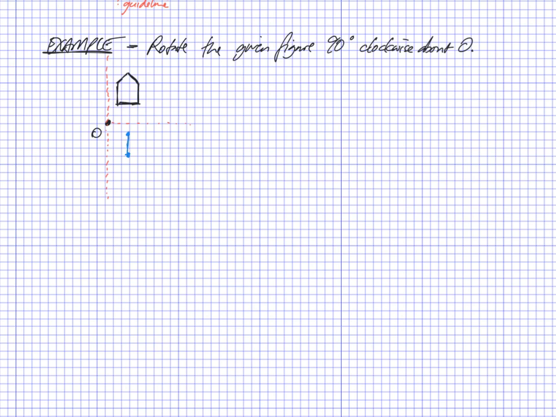So I have 2 points now. It's going to be easy because I have the 2 sides of the house, the roof, and that's done. Okay, so that is the image. That's the object, and it's been rotated 90 degrees clockwise about O.